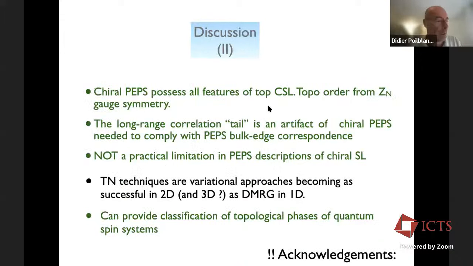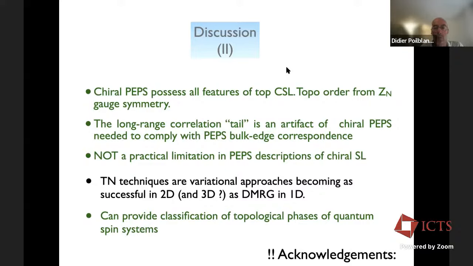So let me maybe conclude. What we can say now is chiral PEPS possess all the features of topological chiral spin liquid. That indeed there is an artifact, which is a long range correlation tail. And this is somehow expected from the PEPS bulk edge correspondence, but this artifact is not a practical limitation to describe chiral spin liquid with PEPS.